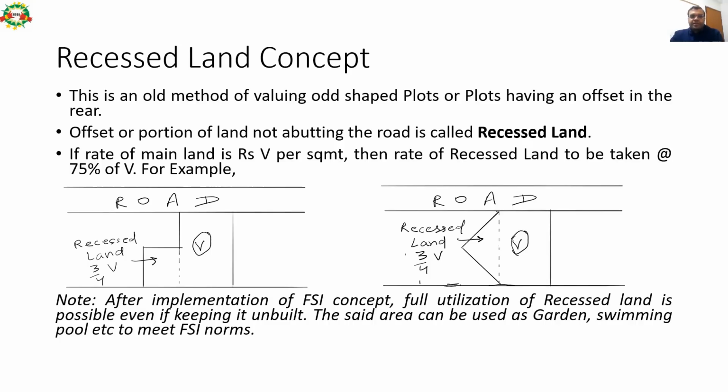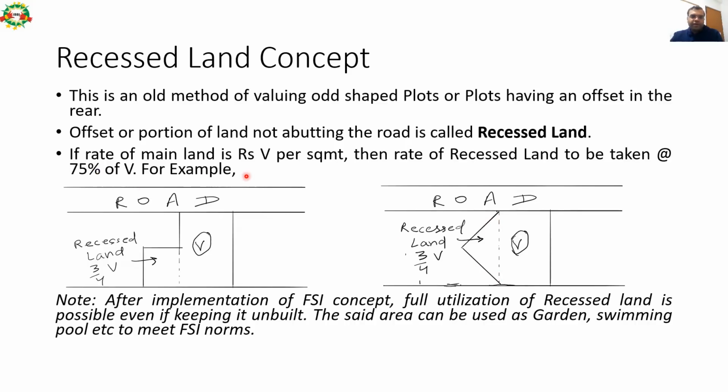The fourth step is the recessed land concept. This is an old method of valuing odd shaped plots or plots having an offset in the rear. What is an offset? It is the portion of land which is not abutting the road. So the offset, or portion of land not abutting the road, is called recessed land. The part of land which is not on the main road, not abutting the main road, is called recessed land. This question can come as a 1 mark question.